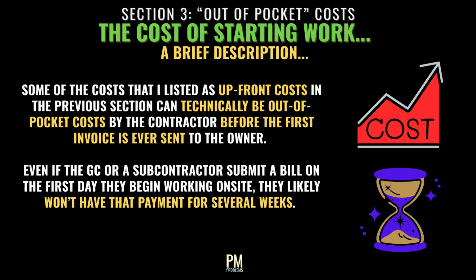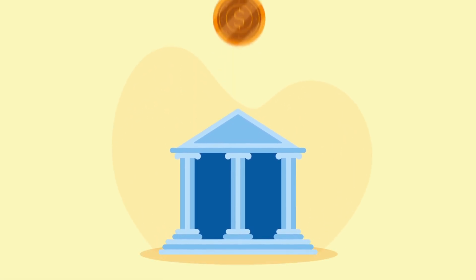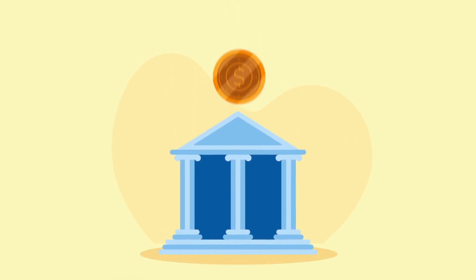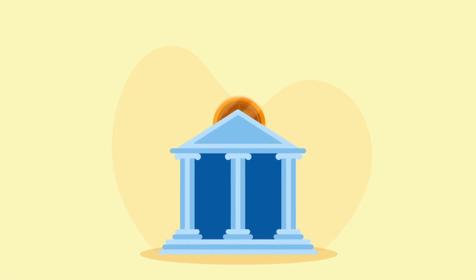Like I said before, some of the costs that I listed as upfront costs can technically be out of pocket costs by the contractors before the first invoice is ever sent to the owner. Even if the GC or a subcontractor bill for the work the first day that they begin on site, they likely won't have the payment in hand for several weeks. That's why revenue collected upfront before the project starts helps give contractors a head start of sorts, as they can use this upfront money to fund the work rather than completely pay for it out of pocket.